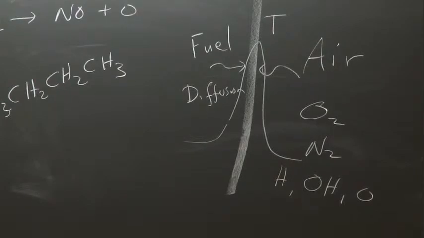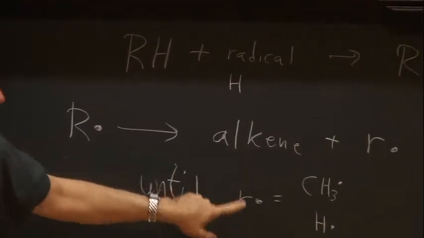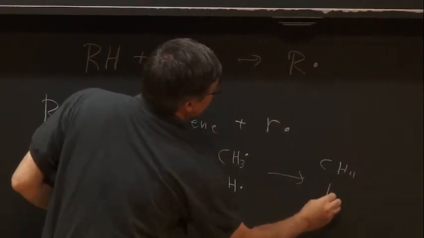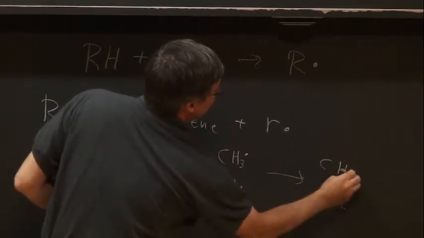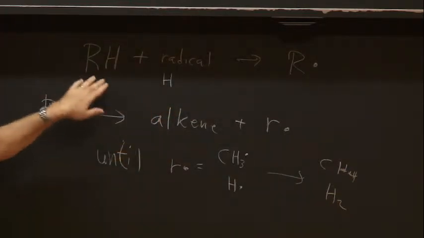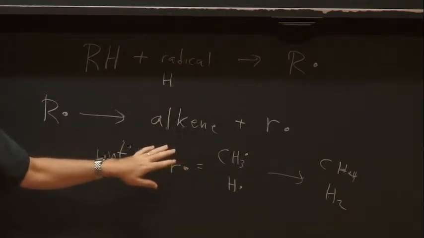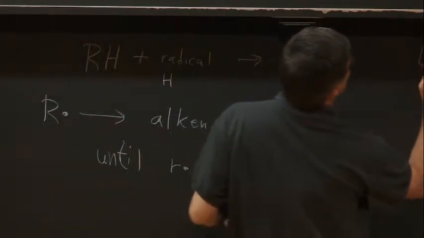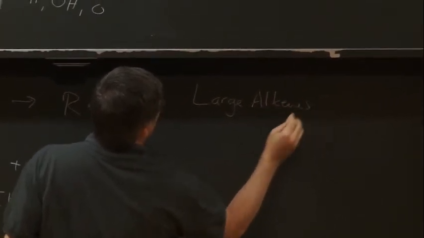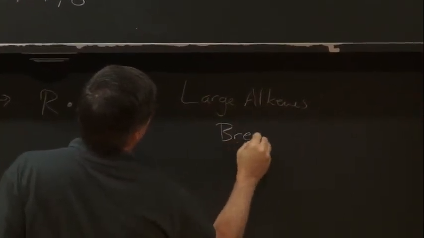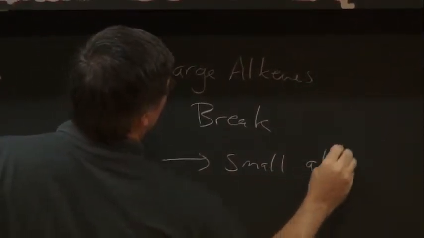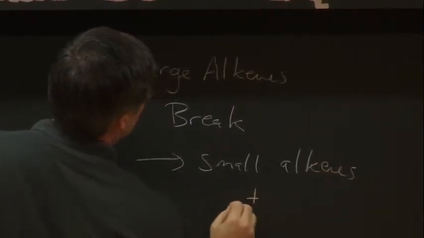What's entering the flame are these alkenes that you made. And then these guys that it ends up as, these will convert to methane and H2. So you have H2, methane, and alkenes. If the alkenes are big enough, they'll act just like fuel, and they'll also break. So the large alkenes also break, and they go down to small alkenes, plus some small R dot.